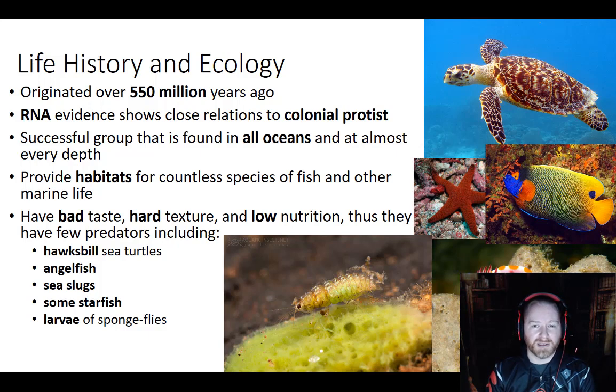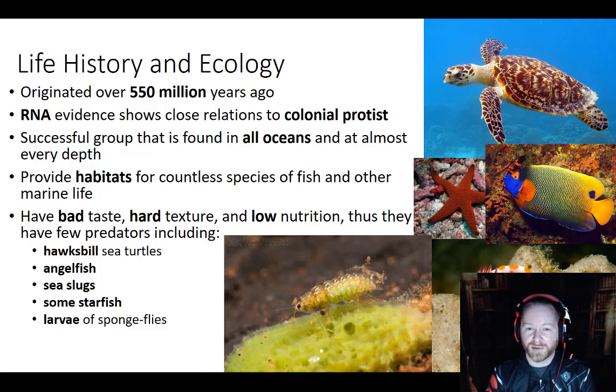Sponges do a lot for the ecology of the systems that they're in as well, by providing habitat for other animals to live in and live around. So just like trees provide habitat for animals on land, these sponges, as they grow, can provide habitat for species that live in the water as well. In general, sponges have a bad taste. Because of their spicules, they have a hard texture. Because there's not much there to them, they are relatively low in nutrition, so they're not really fed on by most things.